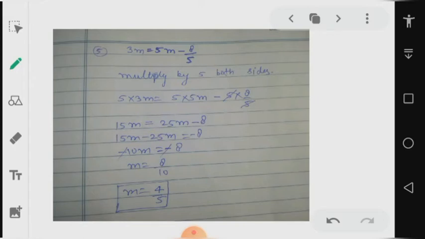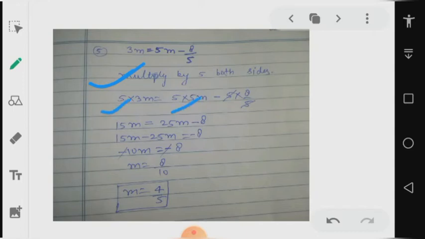Okay, next example is, again, there is a rational number but on either side, not on both the sides. So 8 upon 5 is a fraction. Now what to do? Again, see the denominator, that is 5. Now multiply both the sides by 5, and each term should be multiplied by 5.